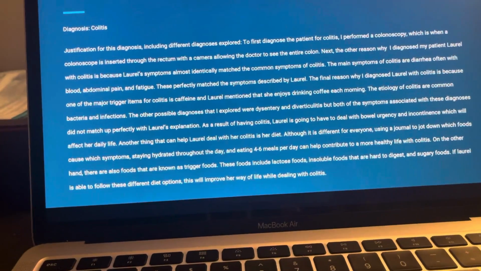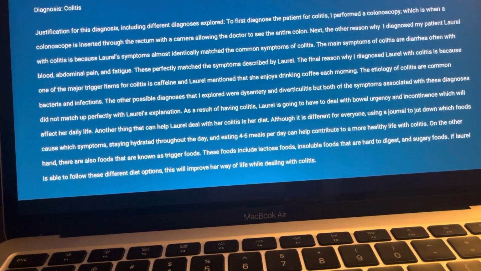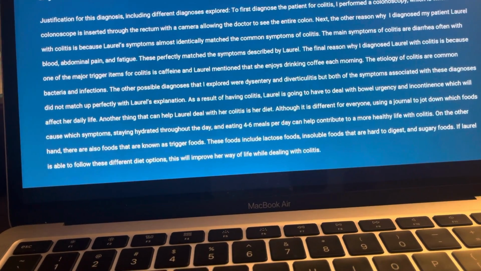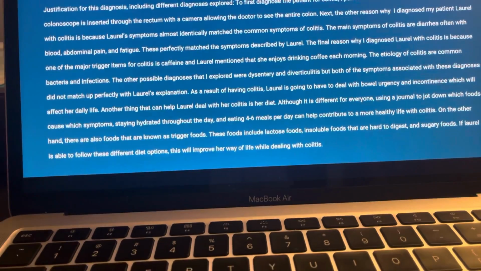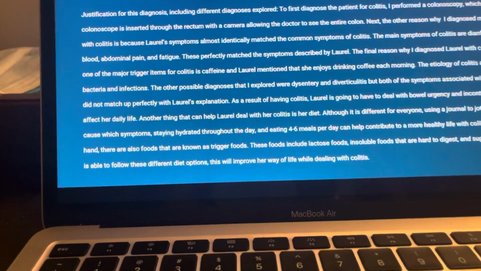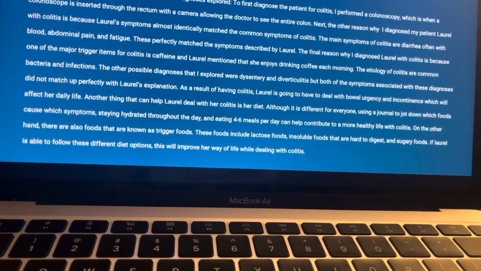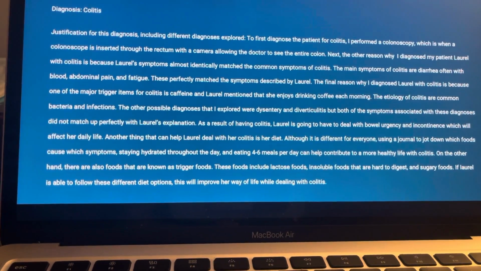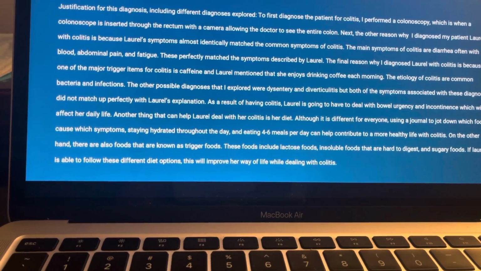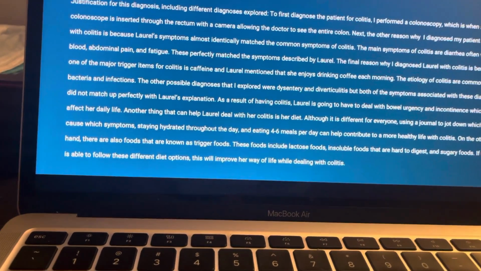As a result of having colitis, she may have to deal with bowel urgency and incontinence, which may affect her daily life, but won't be too much of an issue. Another thing that can help her deal with colitis is trying to change her diet a little bit. There are some foods that aggravate this issue, known as trigger foods. You should stay hydrated throughout the day and try to eat 4 to 6 meals to have a healthy life with colitis.